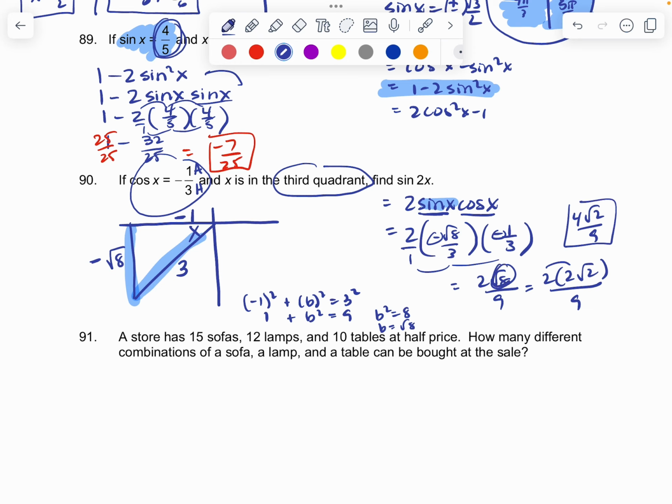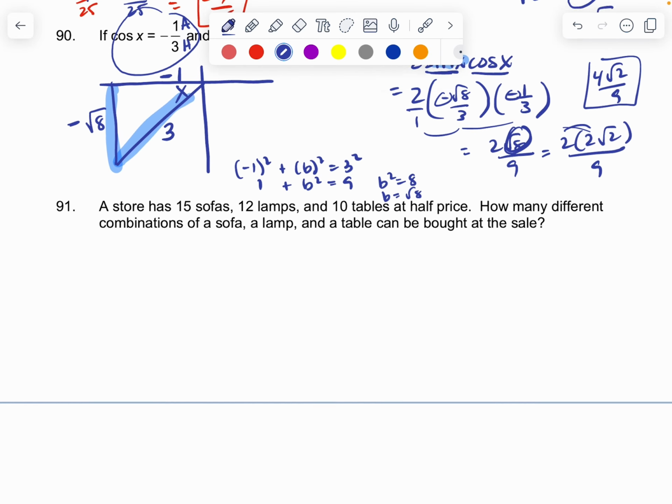Okay, if you're wondering how I got radical 8 is 2 rad 2, let me go over that one more time. Let's do it this way. 8 is 4 times 2. The square root of 4 is 2, and then you have that rad 2 left over. So that's how I got that, okay? All right, so this one you may need a calculator for.